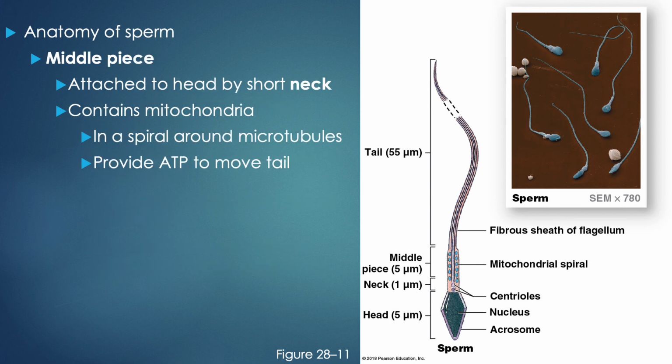The middle piece, which is in between the neck and the tail, is where all the mitochondria are. And so the mitochondria here spiral around the microtubules, and this is, of course, the source of ATP generation for the sperm to allow the tail to flagellate.